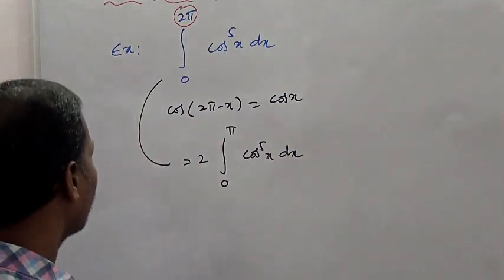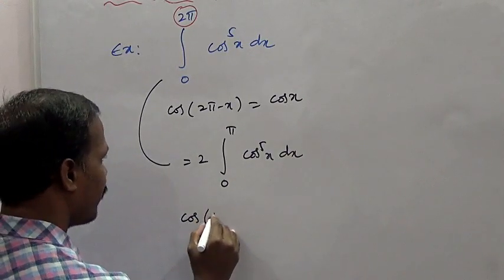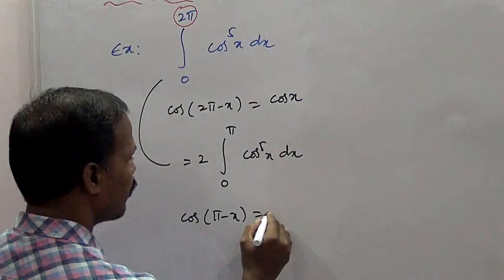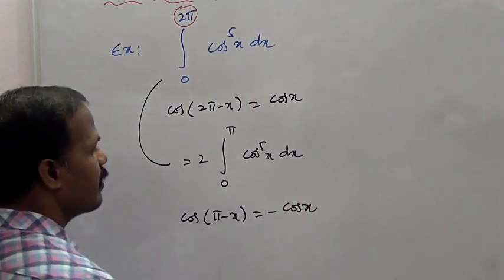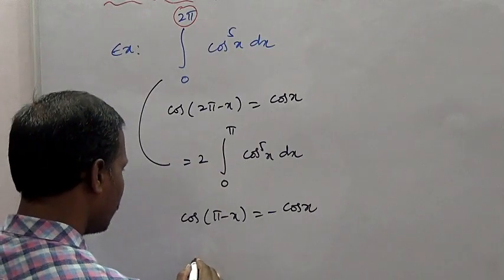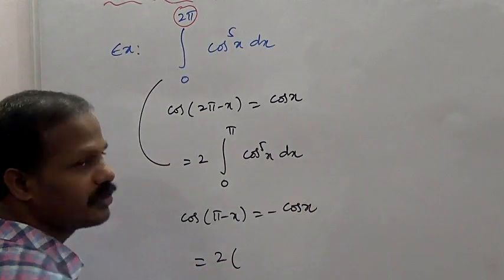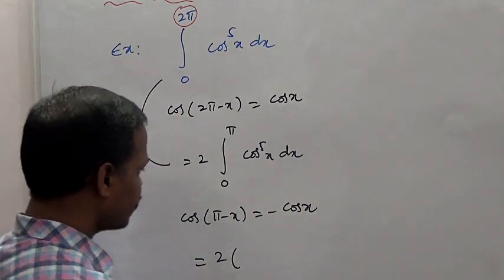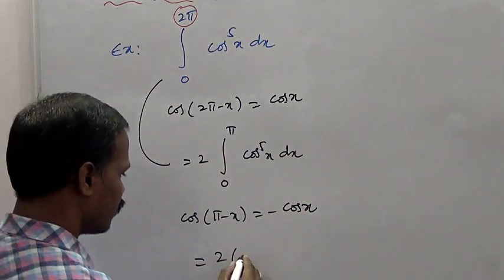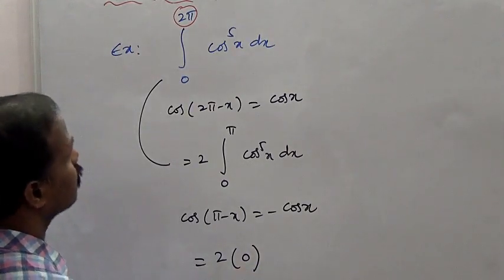Again now, cos of pi minus x equal to minus cos x. So then what is the value of this one? This is nothing but 2 into this value, which becomes 0. Yes or no? This value becomes 0. So this is equal to 0.